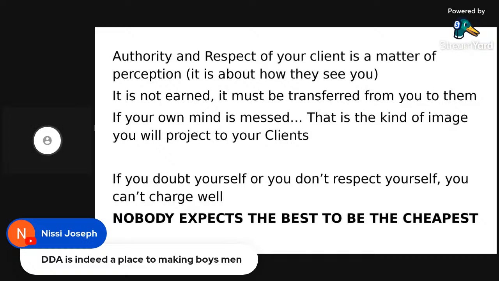But I was telling someone that if you show too much that you need their money, they will sense the desperation. Now, if you doubt yourself and don't respect yourself, you can't charge. Nobody expects the best to be the cheapest. Let that sink into your mind that nobody expects the best to be the cheapest. So if you are the best and you position yourself as the best, those people already qualify you in their mind that you can't be cheap, right?